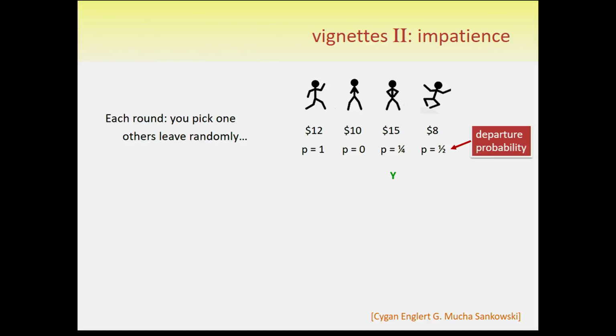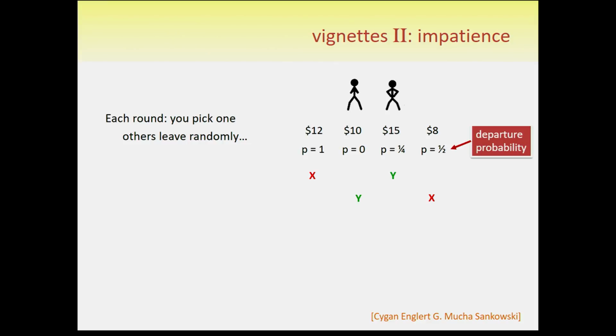So you serve this person. Each other person flips a coin with the given probabilities. If the coin comes up heads, they leave. So in this case, maybe this person left. These two people are still remaining. You pick another person to serve. Other people flip their coins again.